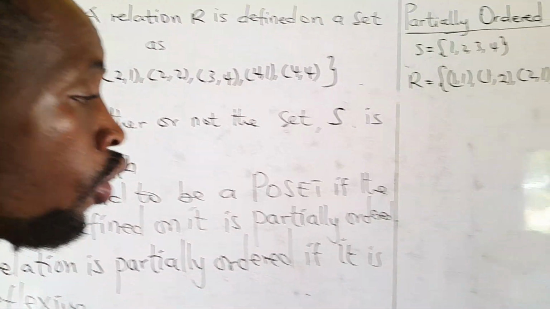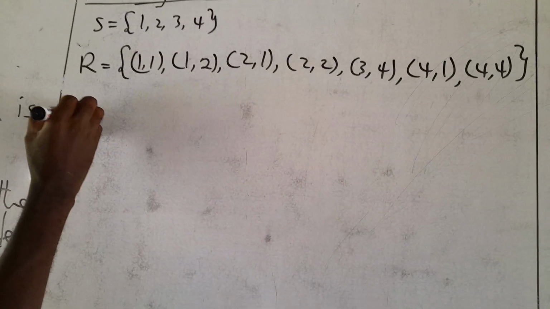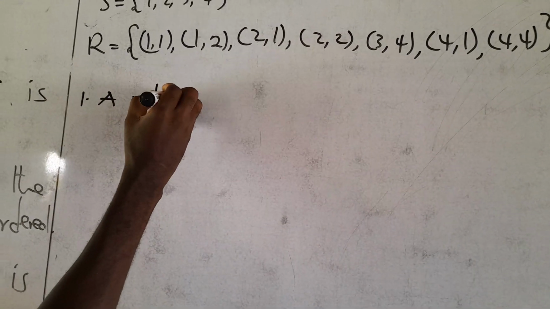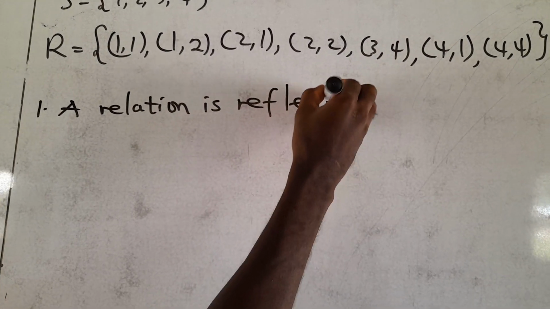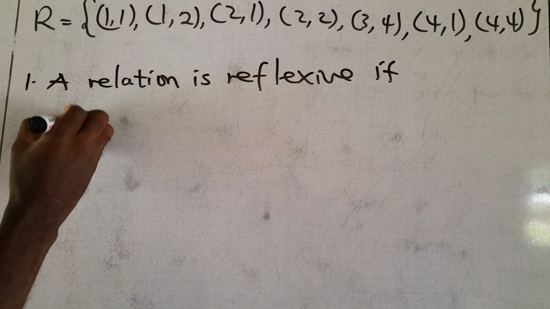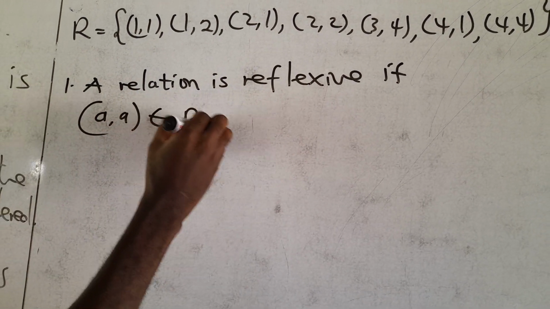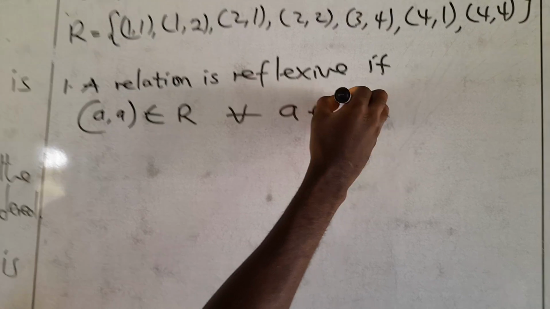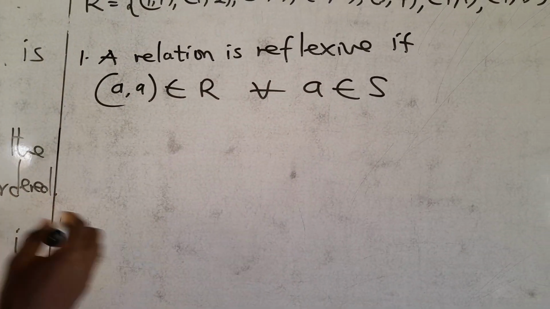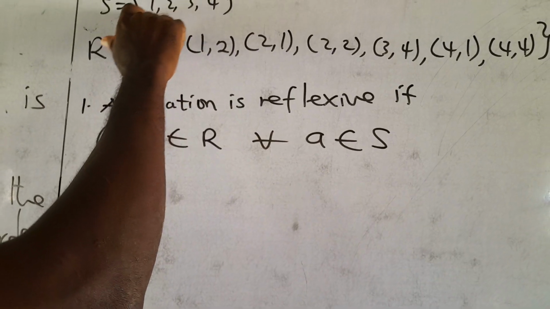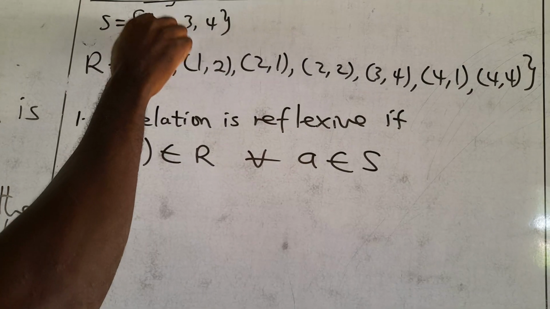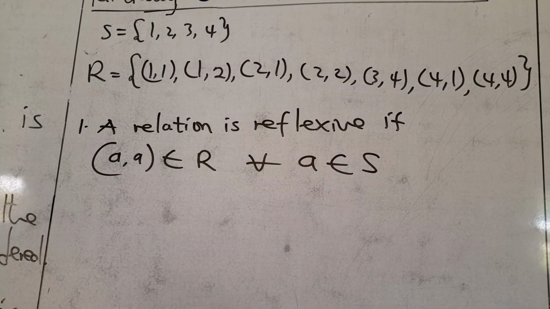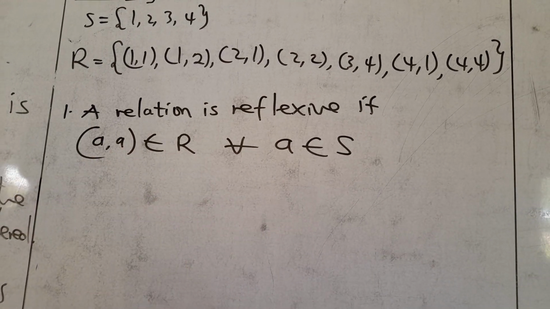So the first one, we'll find out whether the relation is reflexive. We say a relation is reflexive if (a, a) is a member of the relation for all a in the set S. So what are we going to do? We'll find out whether all the members of the set relate themselves in the relation. If they do, then the relation is said to be reflexive.